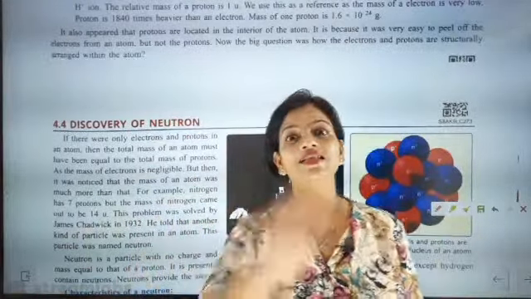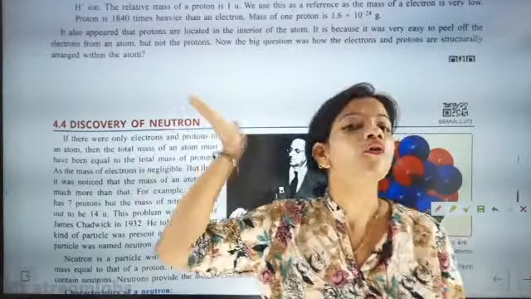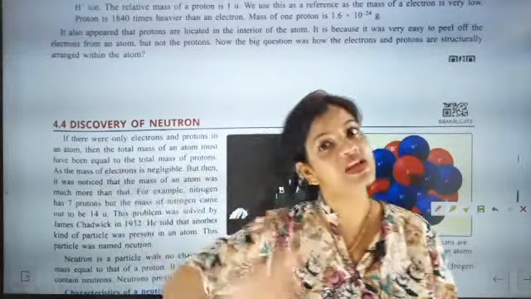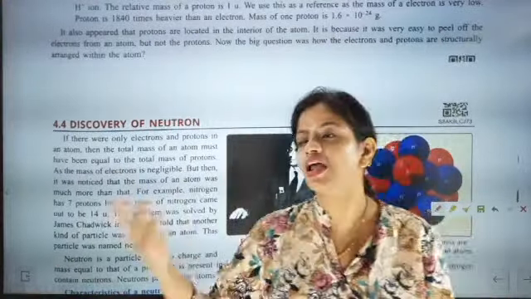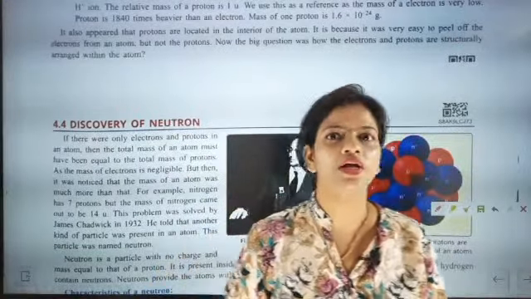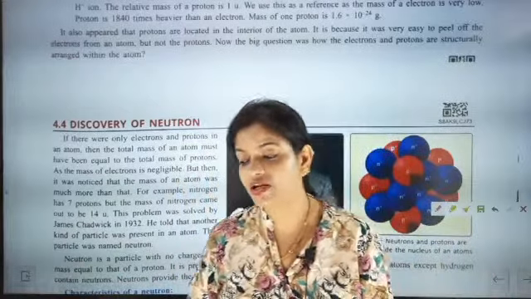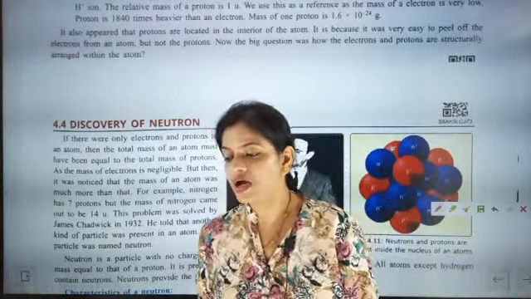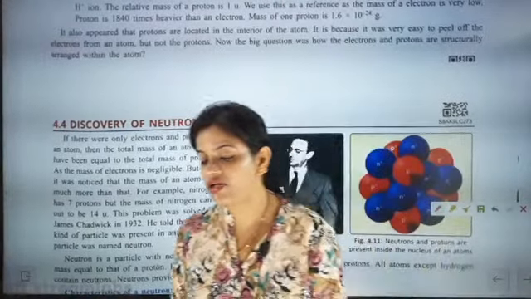Then what else can be in the nucleus? Something can be in the nucleus which does not have any charge, neither positive nor negative, but contributes to the mass of the nucleus. They are present in the nucleus and contributing to its mass. Come on, everyone understand? Absolutely correct, Avinash. So everyone understood this point.